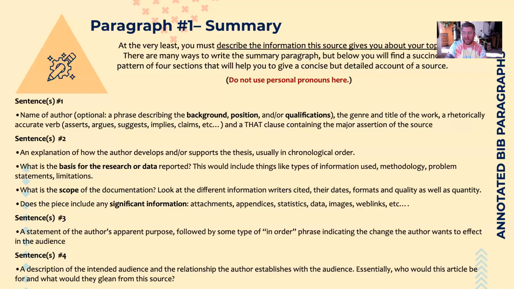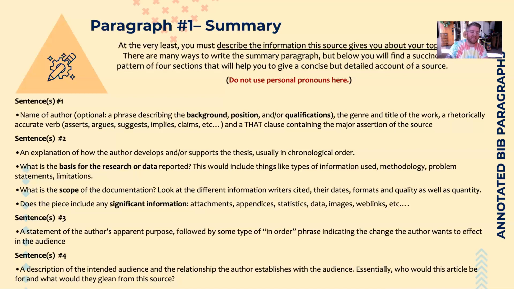Problem statements, limitations. Again, this is just a summary. If you can tell that this is a project on Muslim discrimination, but it's only focusing on one majority Muslim country, then that's a limitation. That means it's missing something. What is the scope of the documentation? Look at the different information, writers cited, dates, formats, quality as well as quantity. Does the piece include any significant information, like attachments, appendices, statistics, quantifiable data? What kind of information is included like that?